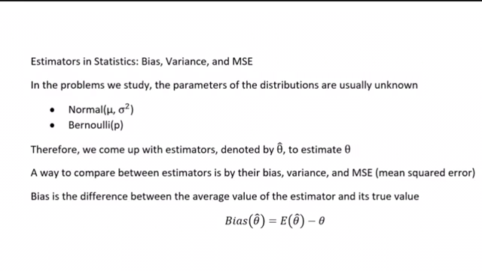A way to compare between estimators is by their bias, variance, and mean squared error. Bias is the difference between the average value of the estimator and its true value, and the formula is shown below. Let's see a few examples to compare.